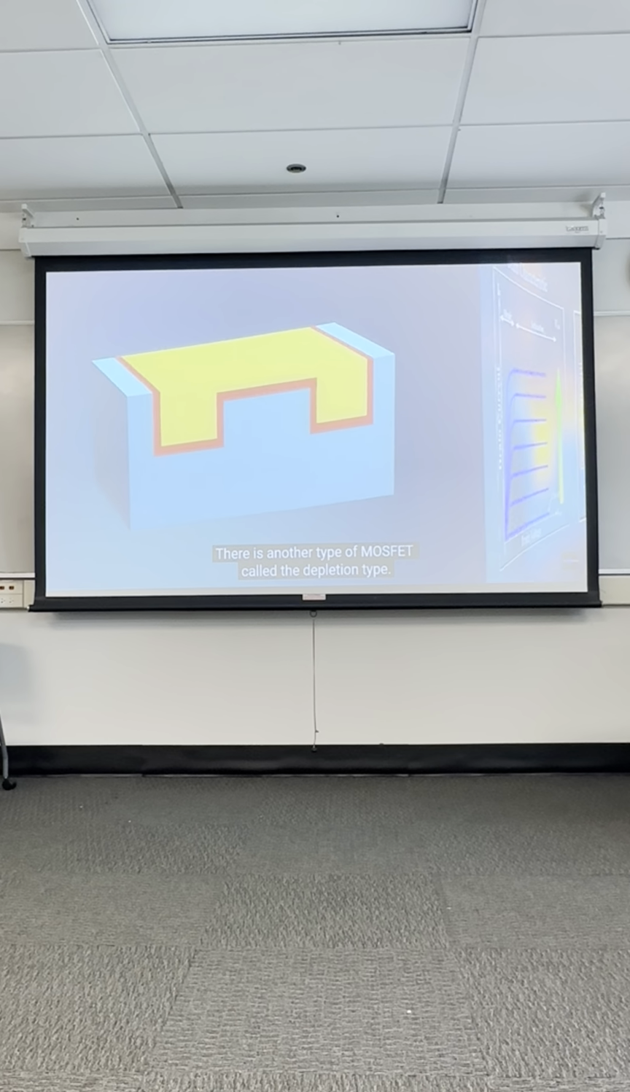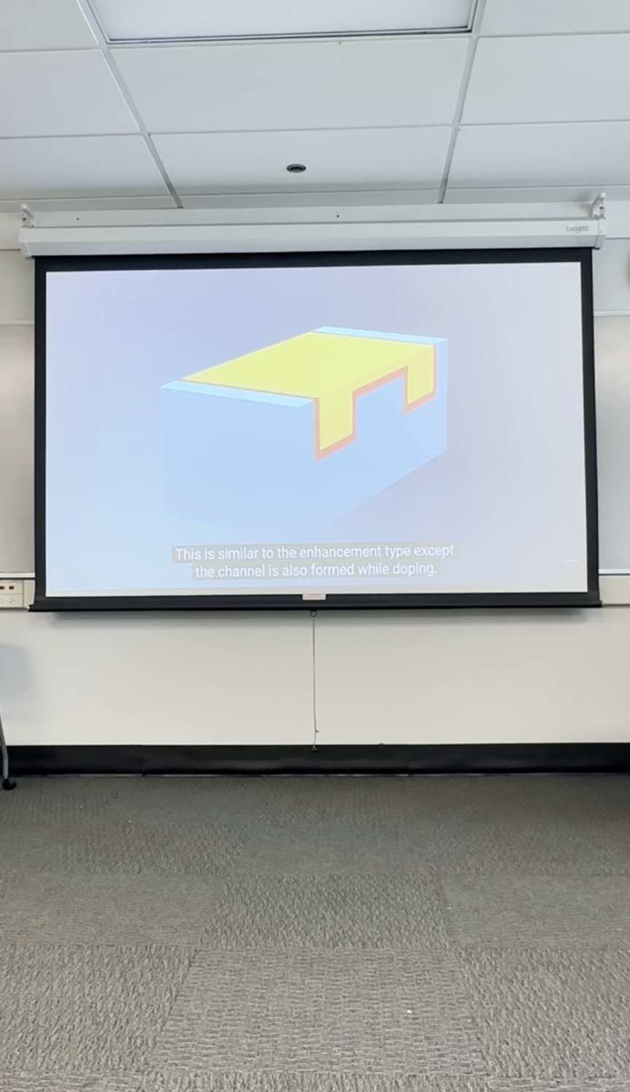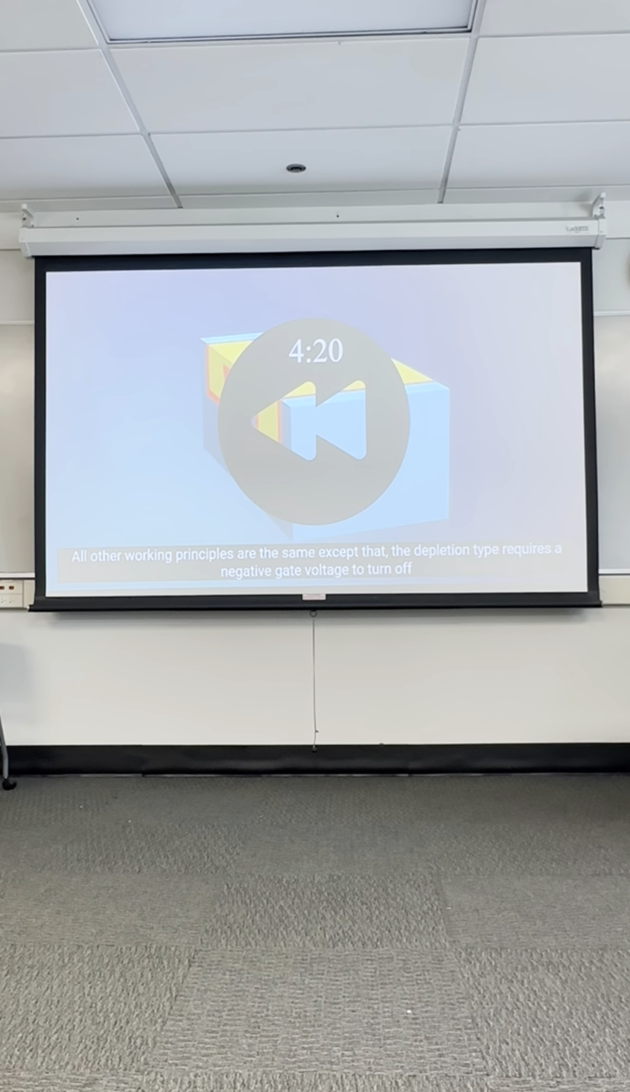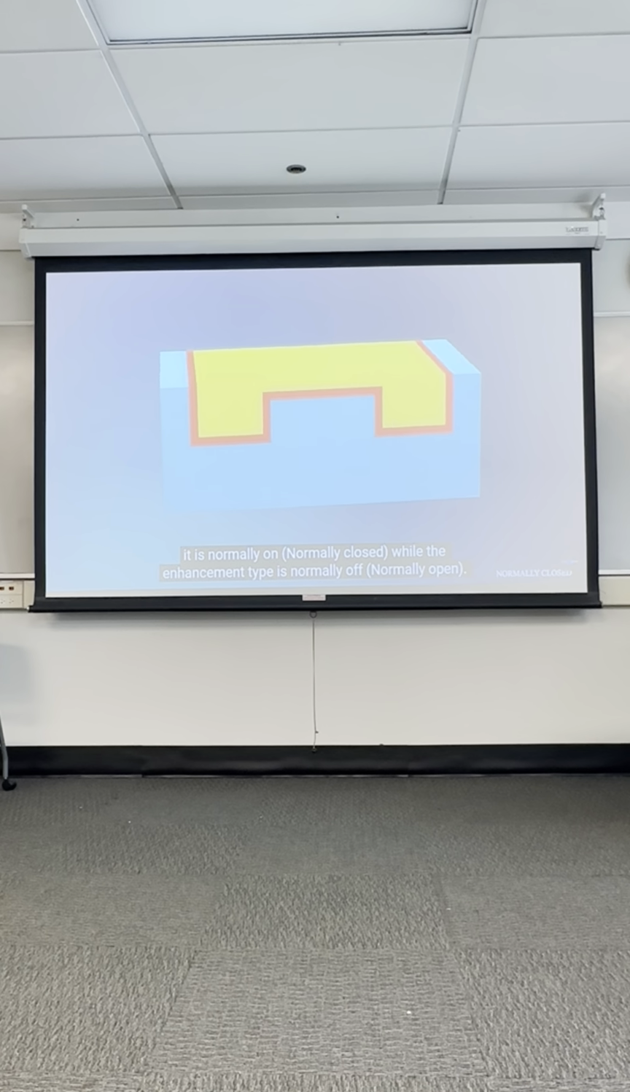There is another type of MOSFET called the depletion type. This is similar to the enhancement type, except the channel is also formed while doping. That is, the channel that was formed by the gate voltage in enhancement type is present by default in depletion type. All other working principles are the same, except that the depletion type requires a negative gate voltage to turn off. It is normally on, while the enhancement type is normally off. Now you know how a MOSFET works.